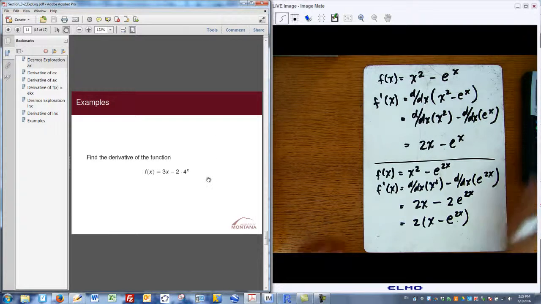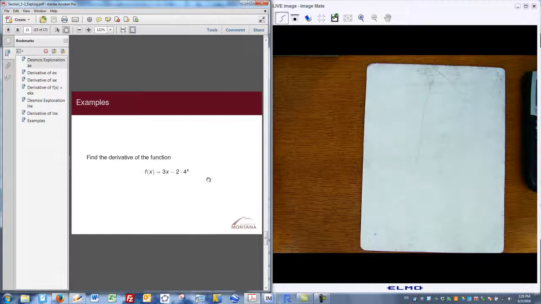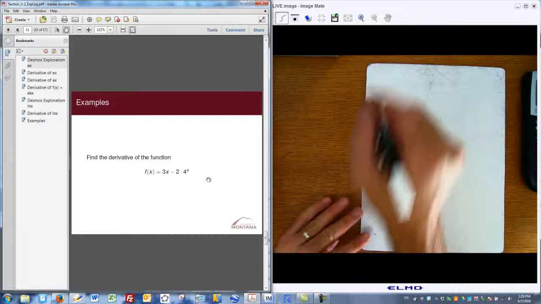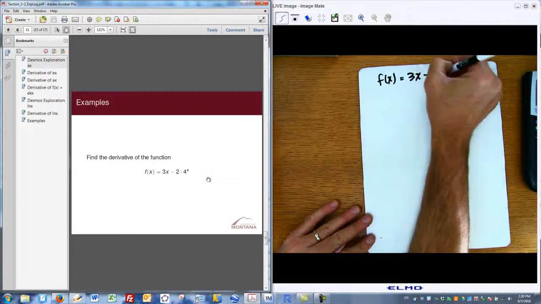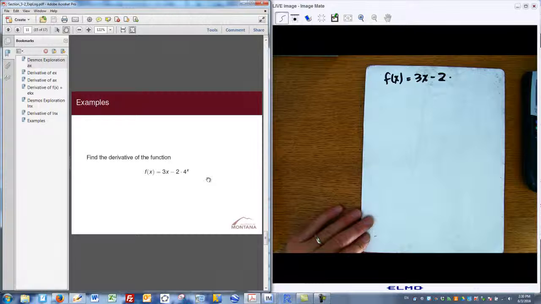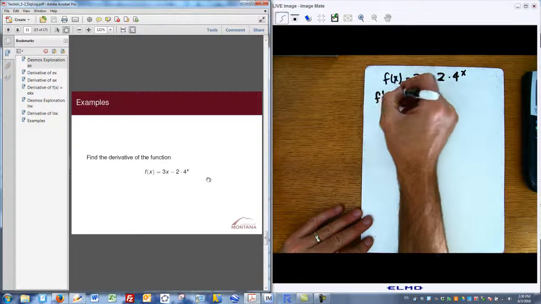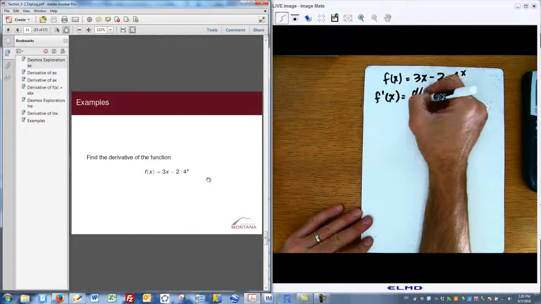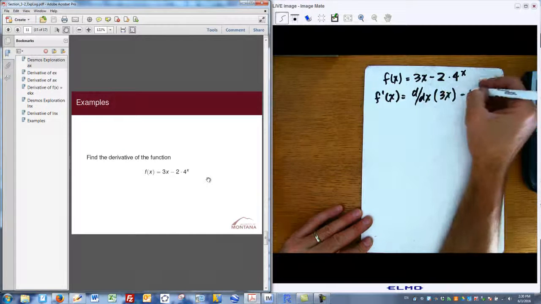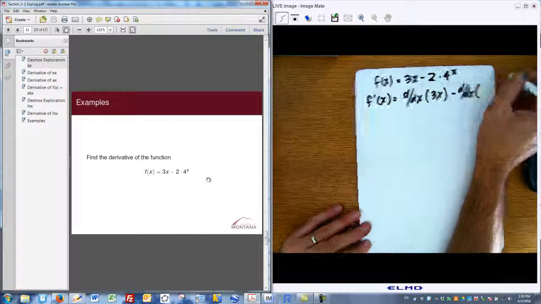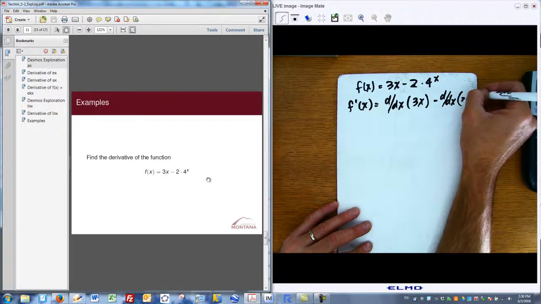Let's try a new one. How about this? 3x minus 2 times 4 to the x. What is the derivative there? Well, it's d by dx of 3x minus d by dx of 2 times 4 to the x.